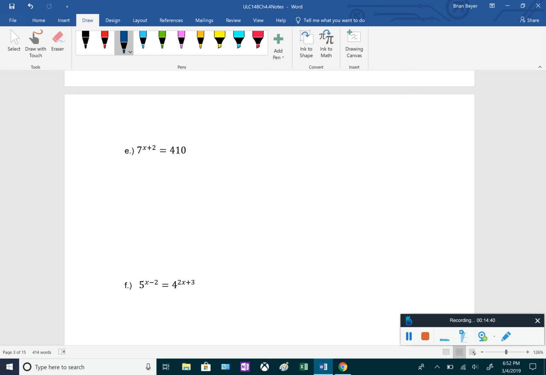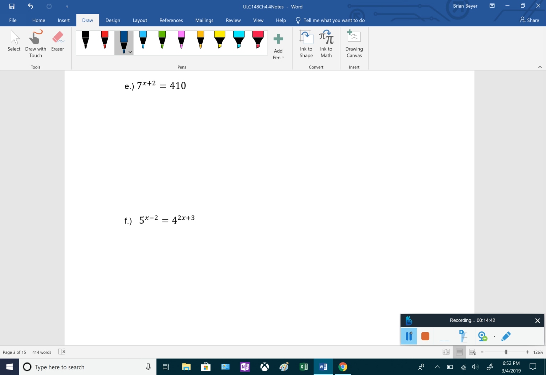Okay, and we'll do maybe 3 more. So 7 to the x plus 2 equals 410. So this one probably doesn't look too difficult. You probably know to start the same way. Take the ln of both sides. The issue here is when we do the power rule, we're bringing down the whole x plus 2 up there. Make sure you have parentheses around it. So that's why I put that one in here.